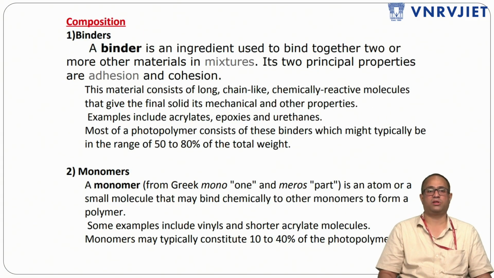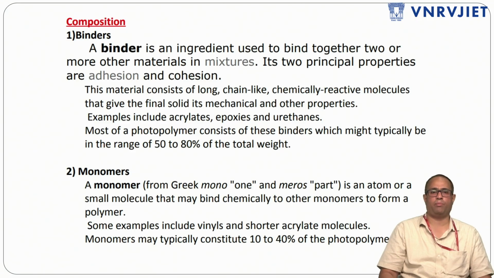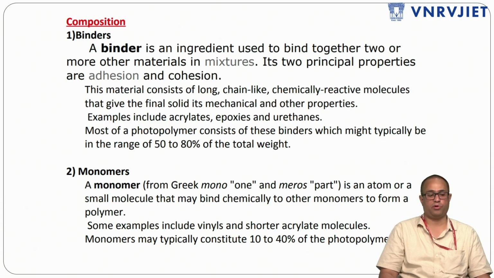Next, coming to the composition of the liquids, they have binders. These binders mostly consist of 50 to 80% of the total weight. They are chemically reactive molecules that give the final solid its mechanical and other properties. Most of these binders are acrylates, epoxies, and urethanes. Coming to monomers, a monomer is an atom or small molecule that bonds chemically to other monomers to form a polymer. Monomers typically constitute 10 to 40% of photopolymers.